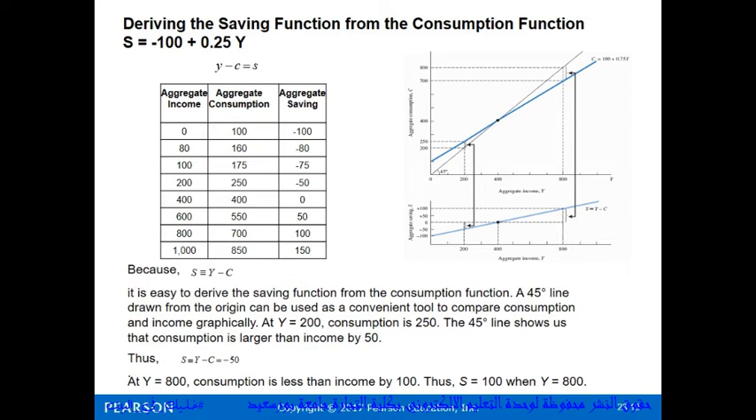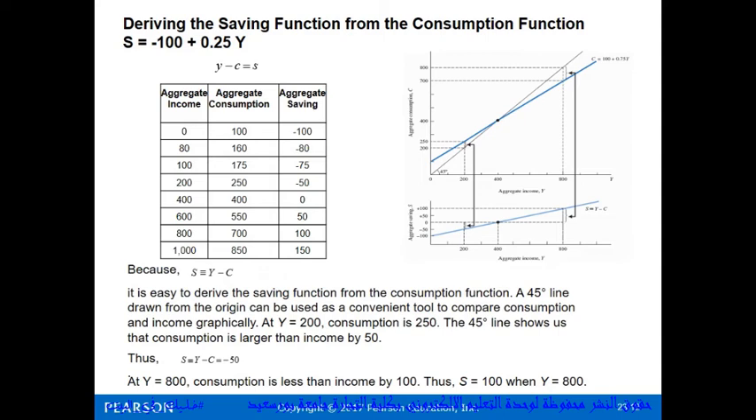And this dissavings is, in this case, the amount borrowed to finance a value of 100 of consumption, while at an income level of 80 we find that the value of consumption is 160 and the corresponding value of saving is minus 80. If we go to a level of income of 1000, we will find that the value of consumption is 850, while the value of saving, which corresponds to it, is 150. Because S equals y minus C, it is easy to derive the saving function from the consumption function.